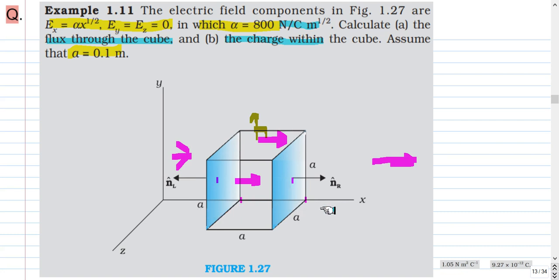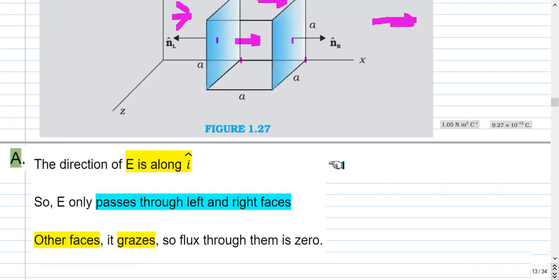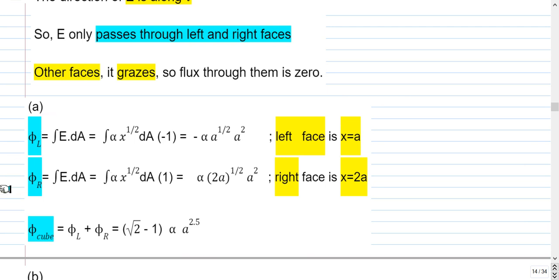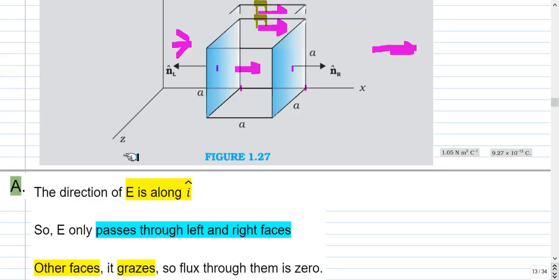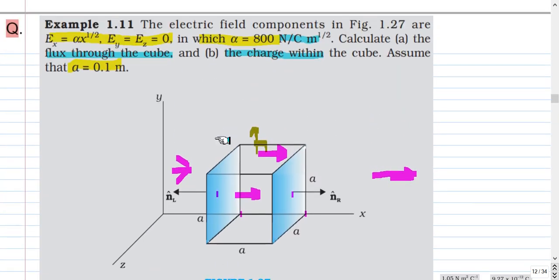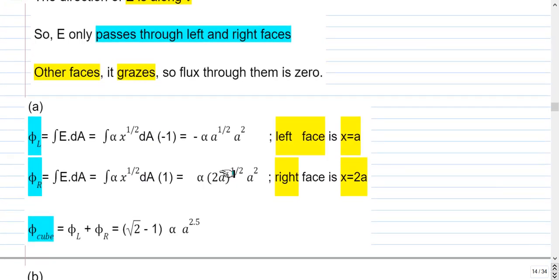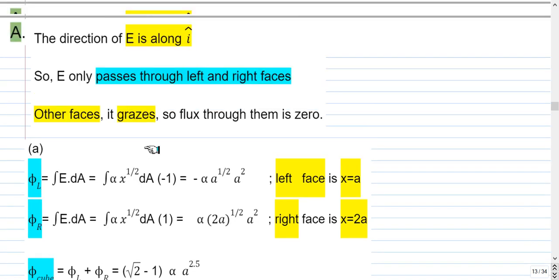But for the left and right faces, the angle between the electric field vector and the area vector is 0. So the flux contribution will come only from the left face and right face. So the flux through the left face is integral E dot dA over the left face, and the value of the electric field is dependent on x, and the value of x for the left face is a. So the electric field over the left face is alpha into a raised to the power half, and the area vector and electric field vector are in opposite directions.